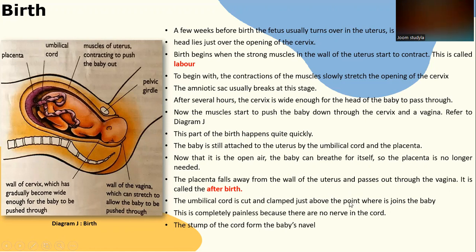afterbirth. The umbilical cord is cut and clamped just above the point where it joins the baby. This is completely painless because there are no nerves in the cord. The stump of the cord forms the baby's navel.